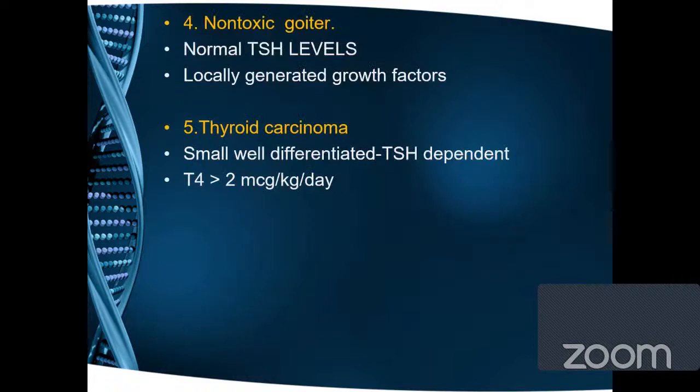Another use of thyroxine hormone is in non-toxic goiter, where the TSH levels are normal, but still the patient is having goiter, that is increased size of the thyroid gland. This they say is mainly because of locally generated growth factors. Now in this case, it is non-toxic, means the hormone levels, that is T3, T4, TSH, they are normal. No problem with those hormone levels. Only there is goiter, that is the gland size is increased. And this is because of the locally generated growth factors.